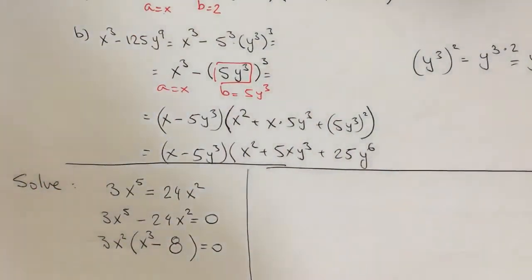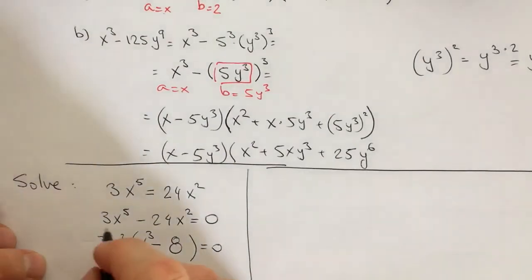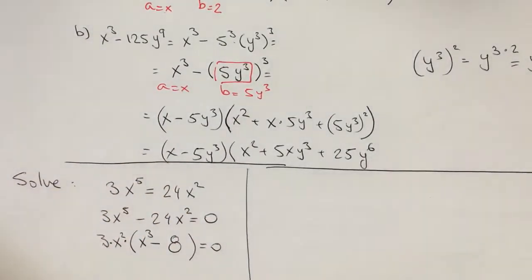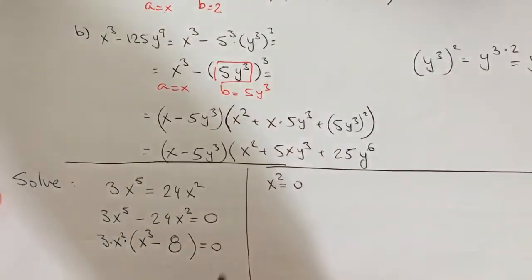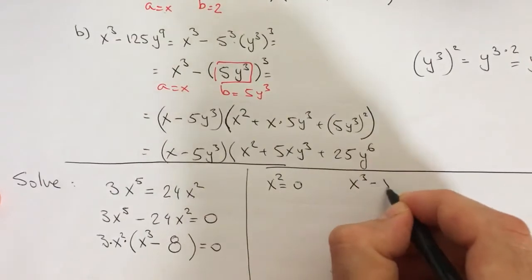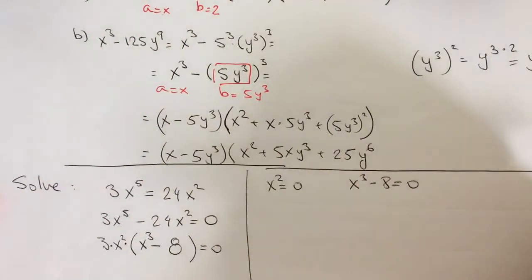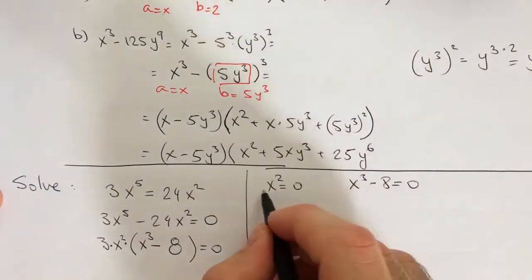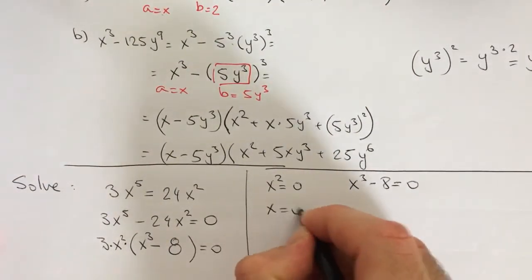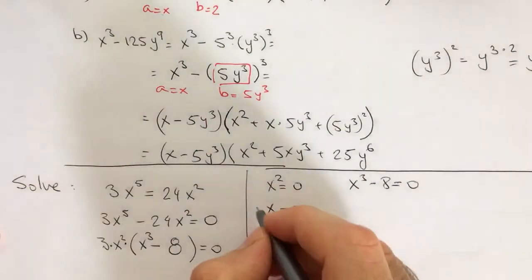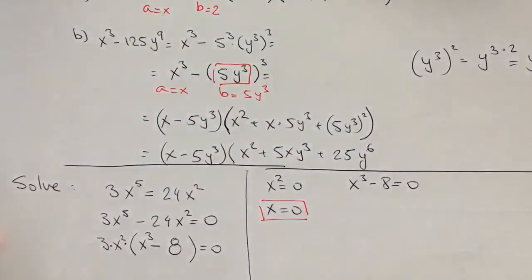So now, when you have a product of factors equal to 0, then either one of them can be 0 if possible, right? But be careful, now 3 is not 0. So our only options are either x squared is 0 or x cubed minus 8 is 0. Now x squared is equal to 0. What number by itself is 0? Well, that's just the number 0, and you get the first solution. You get the first answer.